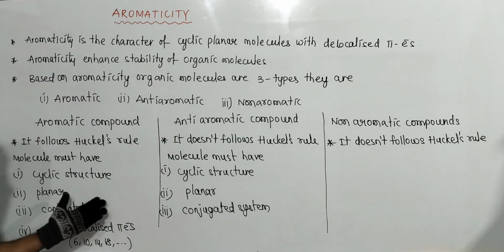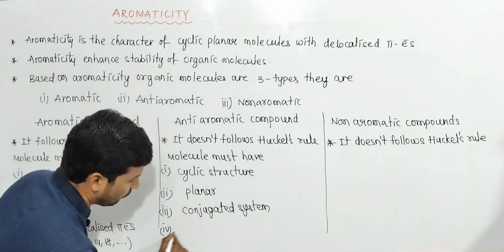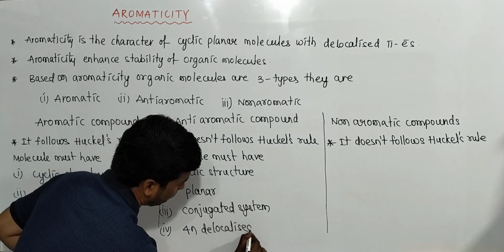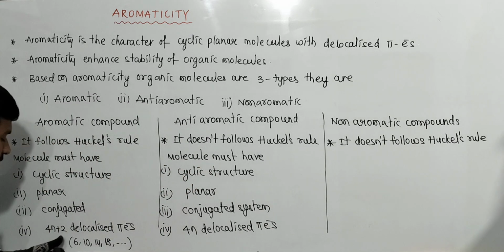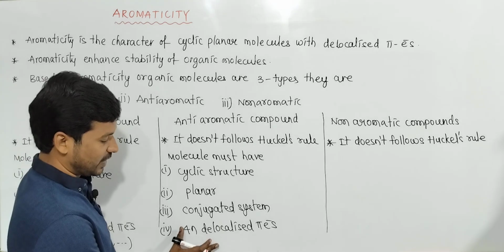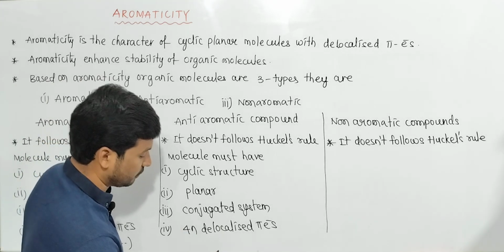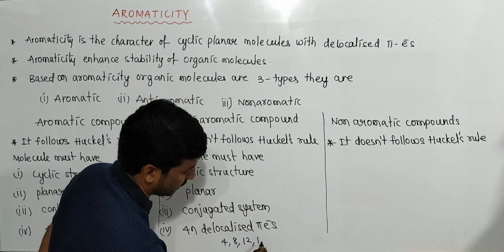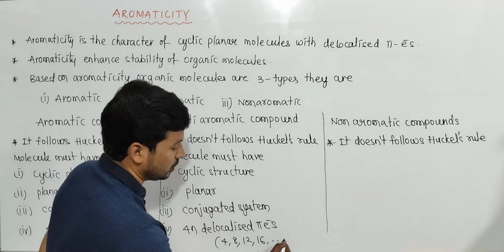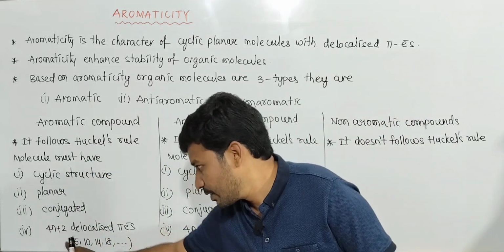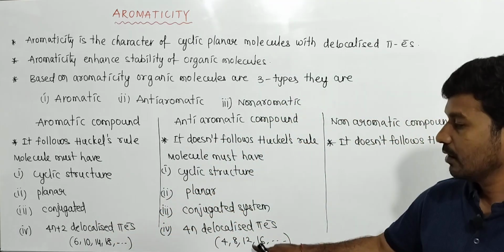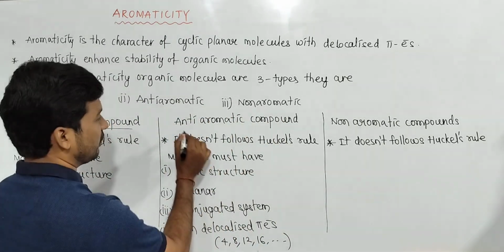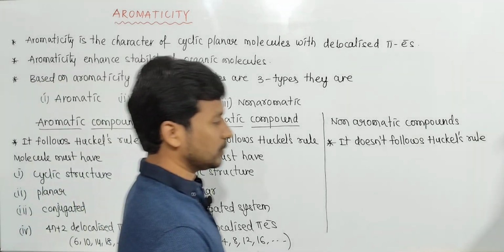Then what is the difference between aromatic and anti-aromatic? The fourth one, the number of delocalized pi electrons. For aromatic compounds, 4n plus 2 delocalized pi electrons. For anti-aromatic, 4n delocalized pi electrons. If n is 1, that becomes 4. If n is 2, 8. If n is 3, 12, then 16, etc. 4n plus 2 delocalized pi electrons is aromatic; 4n delocalized pi electrons is anti-aromatic.